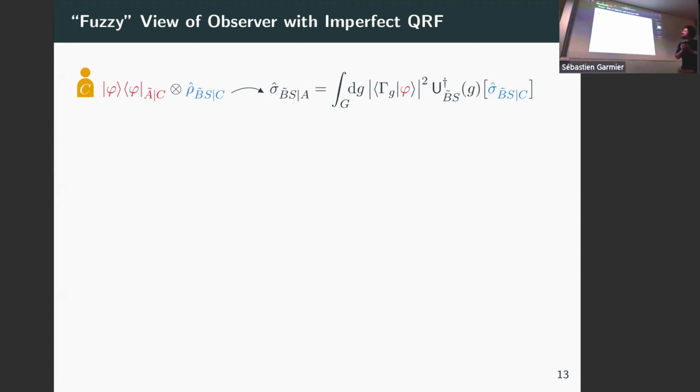Let's analyze this. So this U dagger BS is essentially a sandwiching of this blue state with the unitary that does the transformation corresponding to G. So again, you see that this is a mixture. It goes over all G's in the group and applies all the G's, but this time it weighs them with this prefactor, with this overlap squared. So this kind of selects which G's have to be applied.